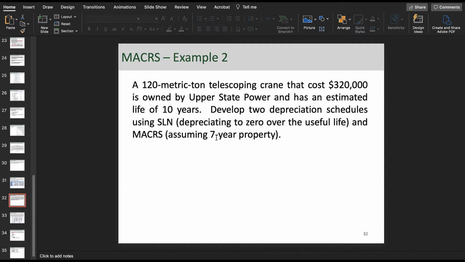So we're going to implement both the straight line depreciation and MACRS in Excel. Excel only allows us to do this more quickly. You can do that by hand as well. In fact, I encourage you to do it by hand in addition to what you do in Excel. So let's switch over to Excel.